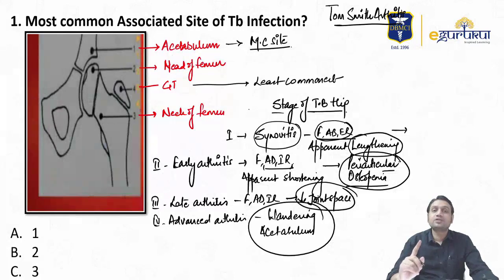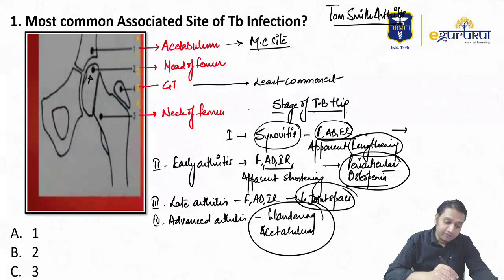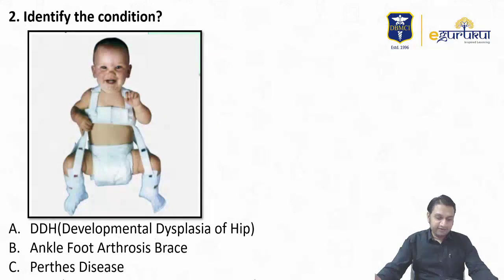If they ask you that, what is the commonest site for Tom Smith arthritis? The septic arthritis of hip in infants, means less than 1 year of age, then it is head of femur, right? Tom Smith arthritis, most commonest site, head of femur, but tuberculosis, acetabulum. Okay, don't forget that.